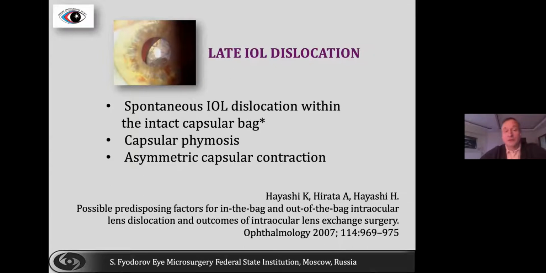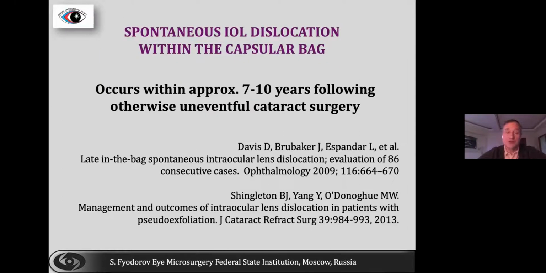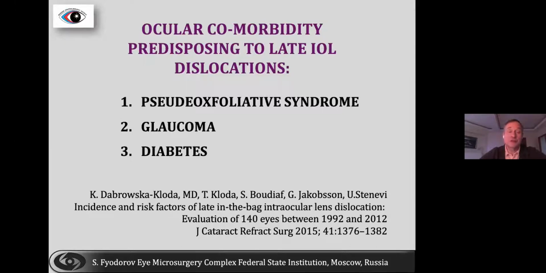There is another option that we may have, which is a late IOL dislocation, which usually happens when the IOL dislocates together with the capsular bag. It's usually combined with capsular phimosis, and sometimes we see asymmetric capsular contraction in these cases. But it happens usually 7 to 10 years following otherwise uneventful cataract surgery. The mean is about 8.5 years, published in the literature, and certain comorbidities are associated with that issue, which are pseudoexfoliative syndrome, glaucoma, and diabetes.